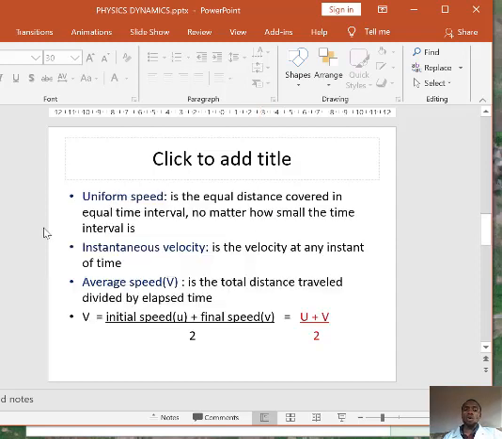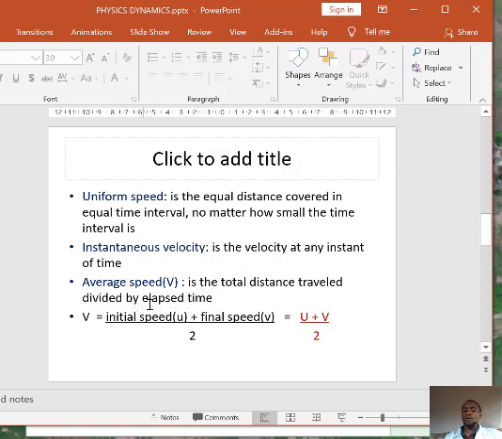Another thing we are to know is uniform speed. Uniform speed is equal distance covered in equal time intervals, no matter how small the time interval is. So that is what we call uniform speed. Then we have the instantaneous velocity, which is the velocity at any instant of time. Then we also have the average speed, which is the total distance traveled divided by elapsed time.